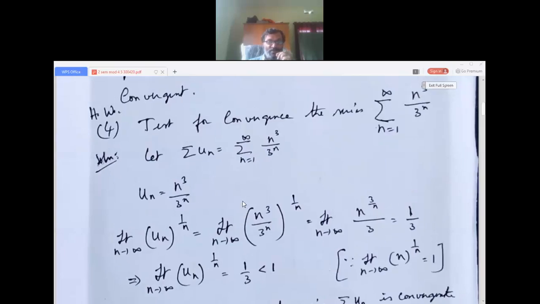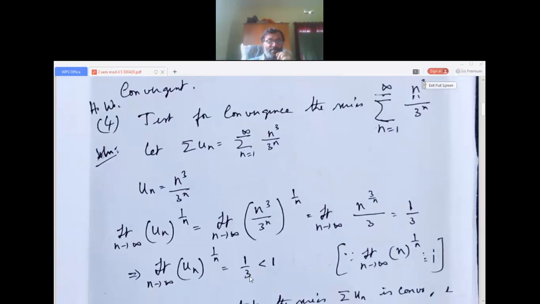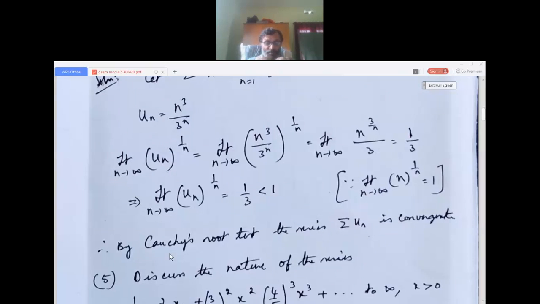Limit n tends to infinity, un power 1 by n is equal to 1 by 3, and that is less than 1. The value 1 by 3 is certainly less than 1. So by the rules of Cauchy's root test, sigma un is convergent.